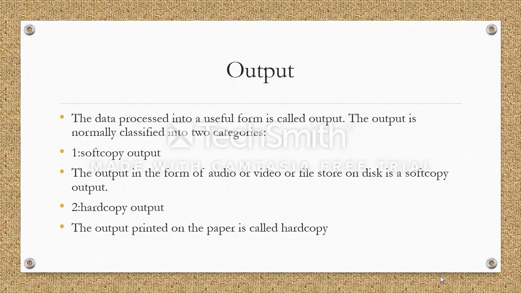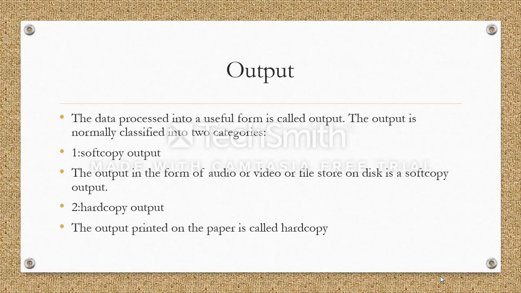Now our next topic is output. The processed data in a useful form is called output. The output is normally classified into two categories: soft copy output and hard copy output.